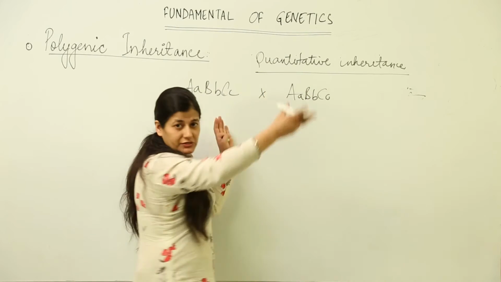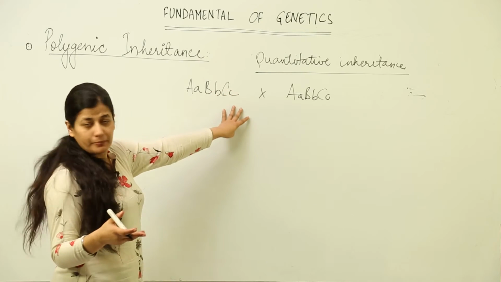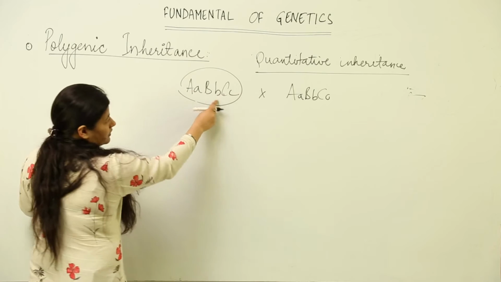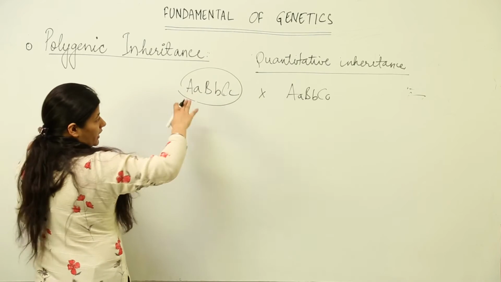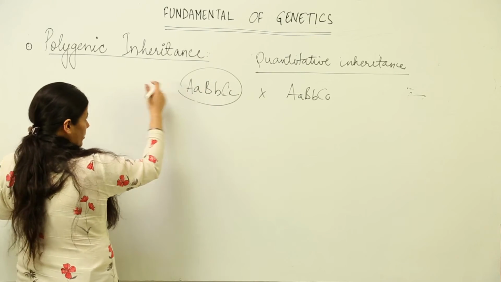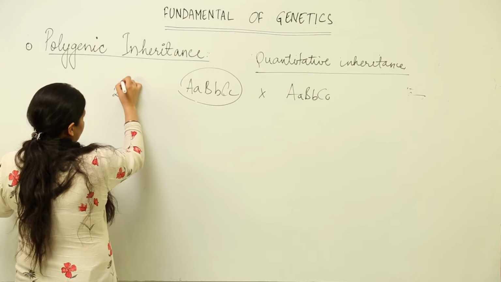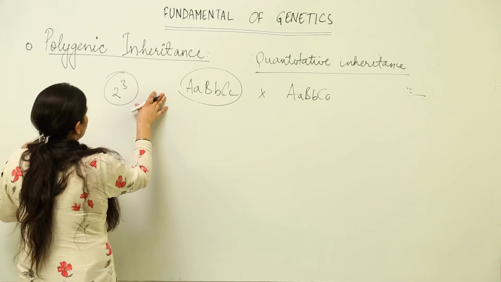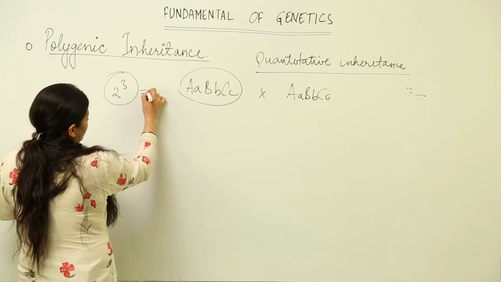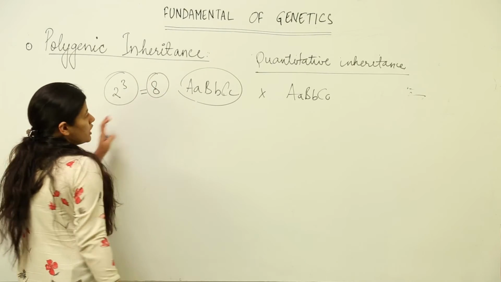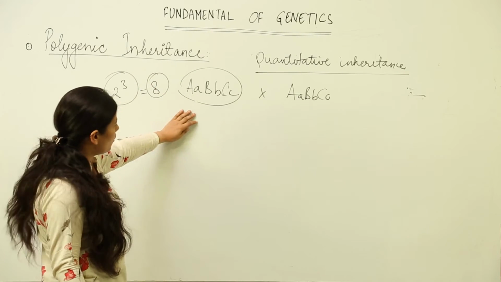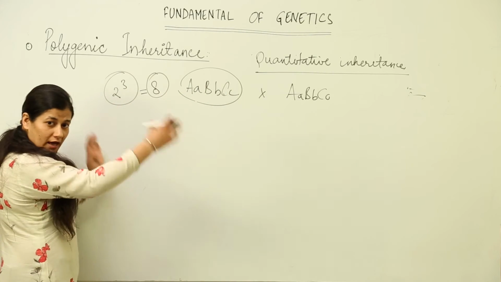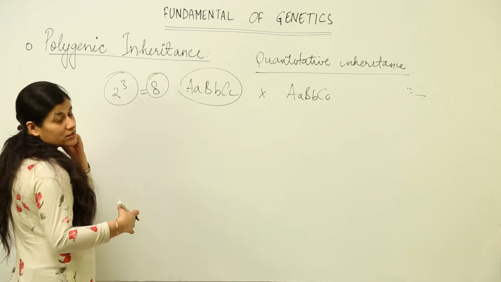It is a big Punnett square. 64 squares would be formed. Why 64? Because this is a condition where the genes are heterozygous at 3 places. 3 loci are heterozygous, so we have 2 power 3. That is the formula for the number of gametes that would be formed, and it would be 8 gametes. 8 categories of gametes would be formed in each case, and 8 multiplied by 8 equals 64. So we have a huge Punnett square of 64 boxes.